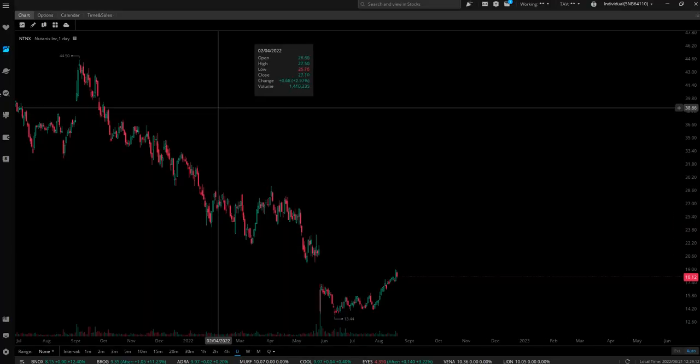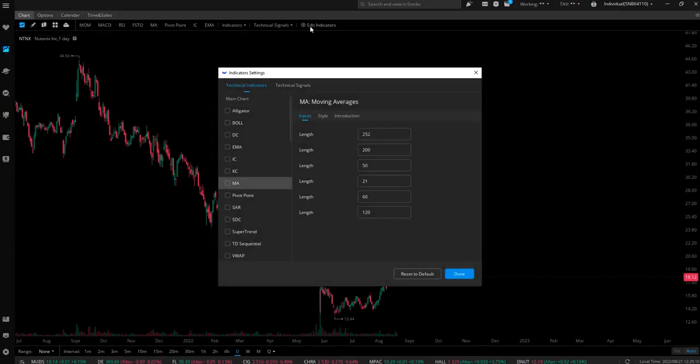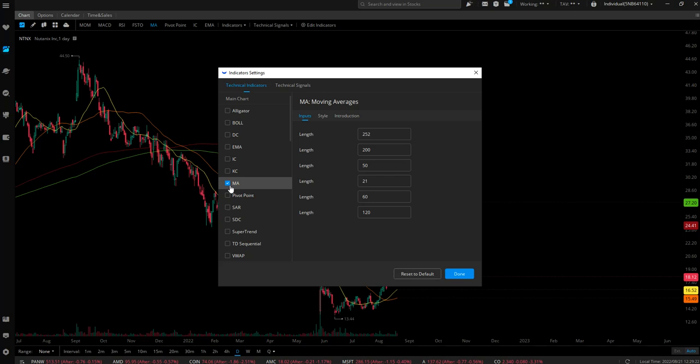So what we're going to do is, looking at the chart, when you click on Edit Indicators, you're going to want to come to the MA and click it on, and then come over here to Inputs, and then the top four. You want to make sure the first one is set to 252, which is the average amount of trading days in 1 year.